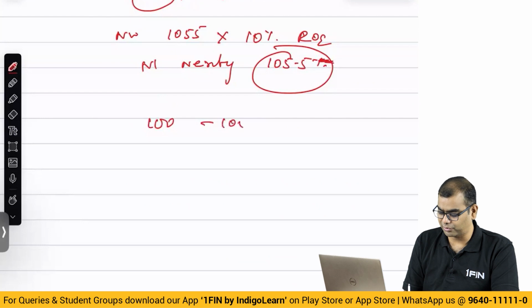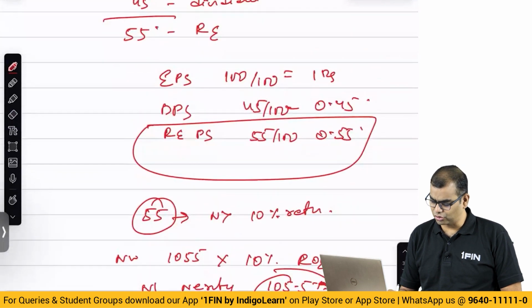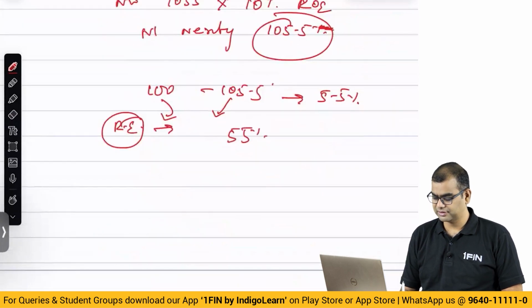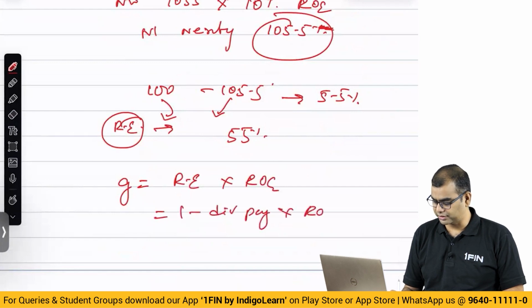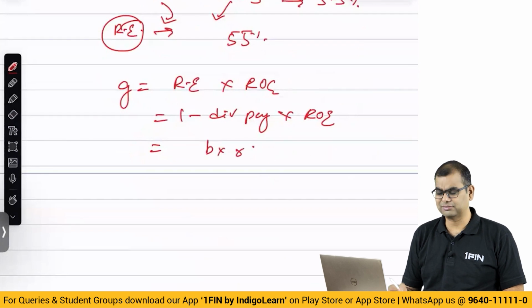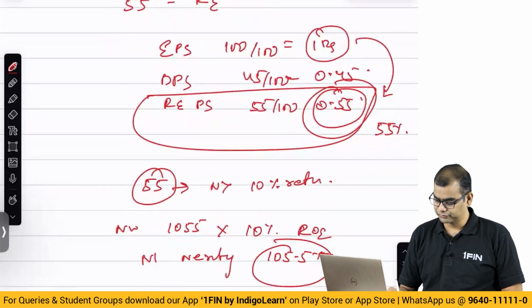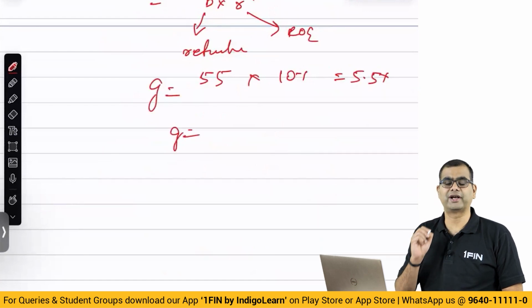So 100 has grown to 105.5. The earnings have grown by 5.5%. Don't you think it is very close to this 0.55 of retained earnings, where retained earnings is 55% of EPS? 1 rupee is EPS, 0.55 is retained earnings, 55% is this. So actually this growth is your retained earnings into ROE, or 1 minus dividend payout into ROE, or B into R. There are multiple terminologies used. B is the retention ratio, which is 55%. R is ROE, which is 10%. Into 10%, that is 5.5%. So G is equal to retention rate into ROE.